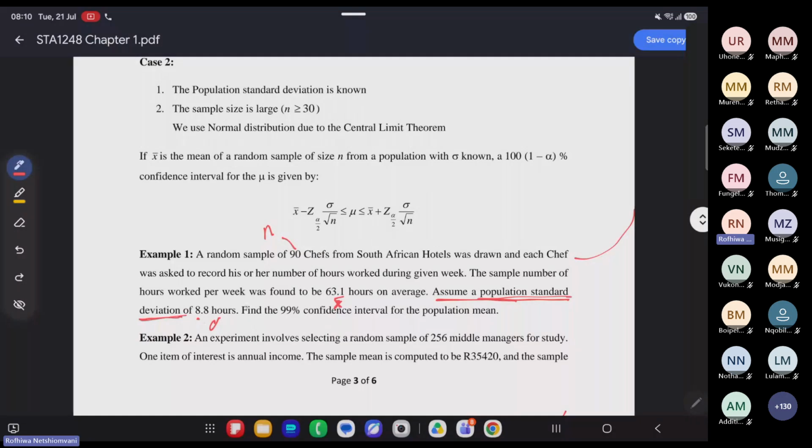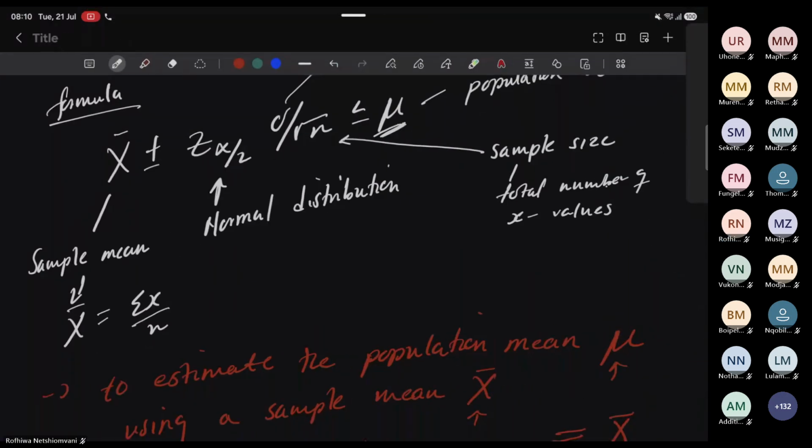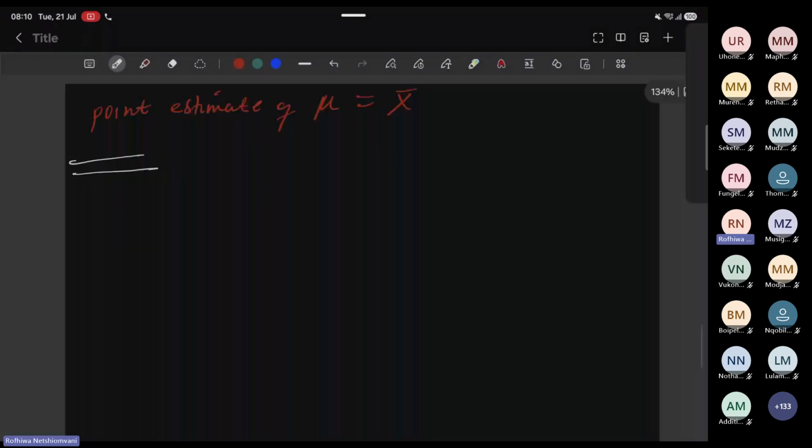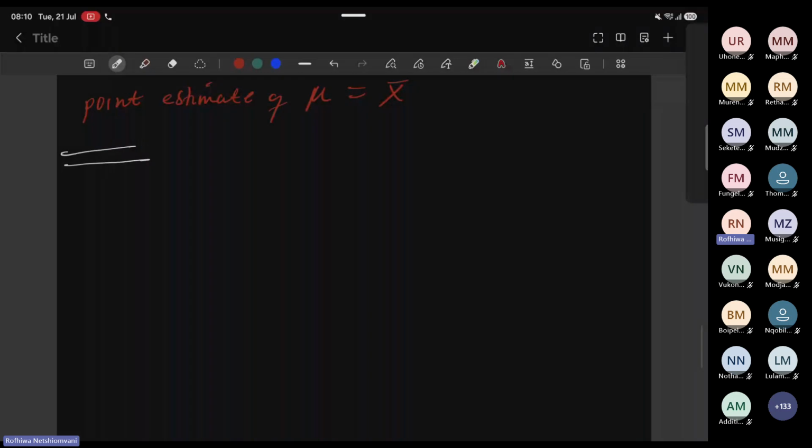So therefore, because it's given, we have to use the normal distribution. And then now, the question says find the 99% confidence interval. Yesterday we did the 99%, but we'll do it again here. This tells you what we actually mean when we say the population standard deviation is given. It means that when you read a question, it is there, it is given there.